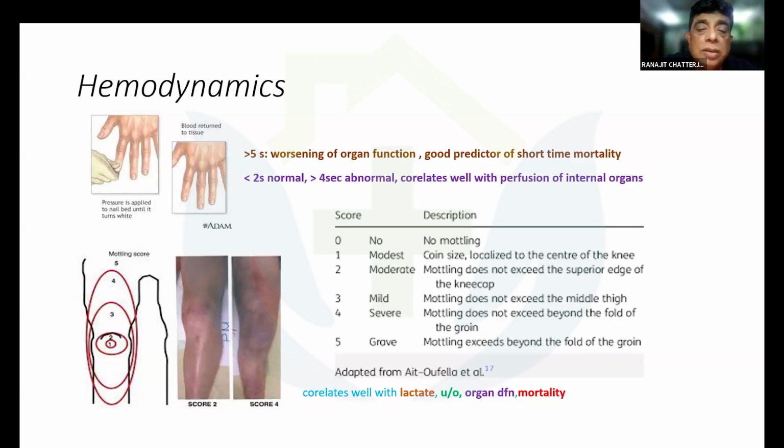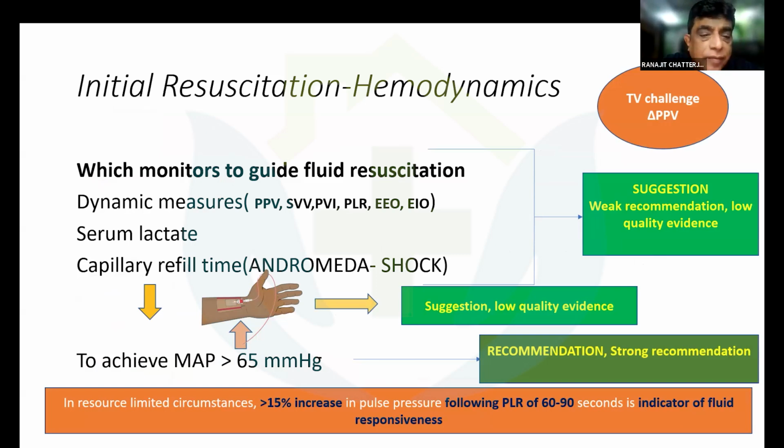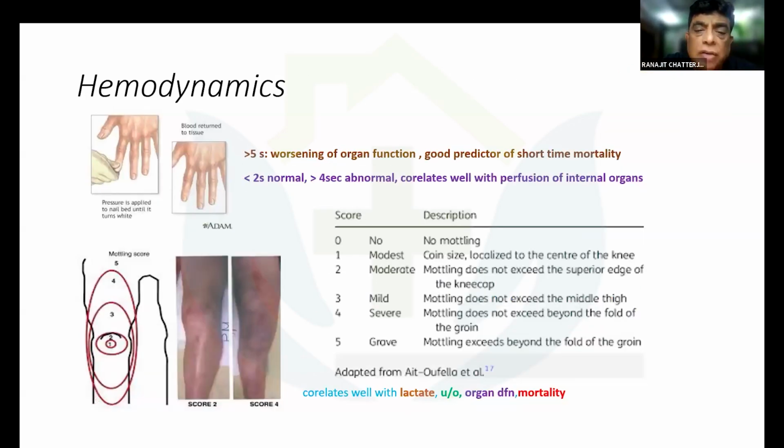And from the ANDROMEDA-SHOCK trial, we have seen if the capillary refill time is more than 5 seconds, there is worsening of organ function, a good predictor of short-term mortality. Less than 2 seconds is normal, anything more than 4 seconds is abnormal, they have more or less the 3 seconds they have given as the criteria.